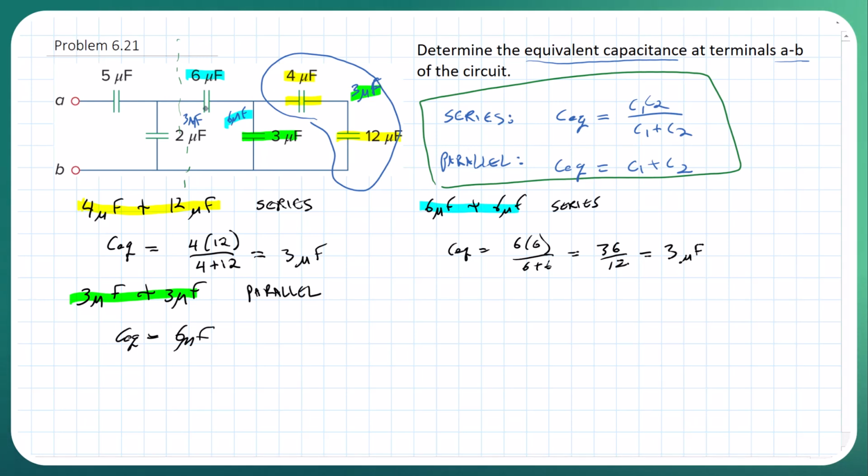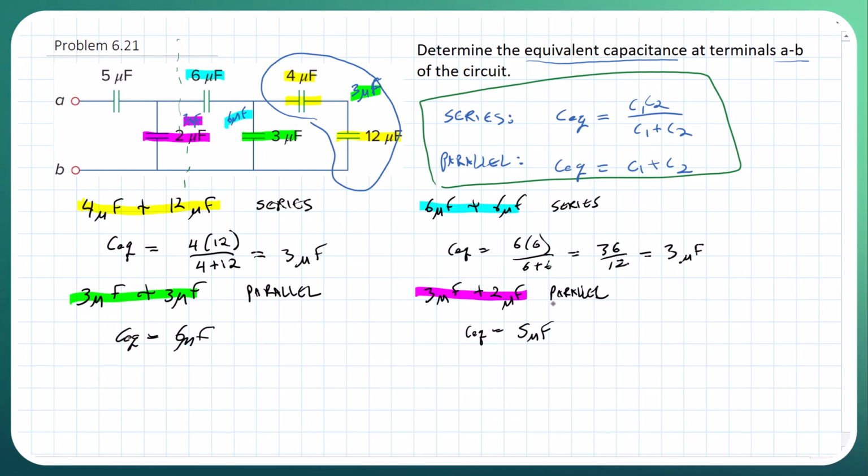Alright, so that 3 microfarad right there is now going to be in parallel with the 2 microfarad. So I'm going to write that down. So we got 3 microfarads and 2 microfarads in parallel. And just highlight that here. So all we have to do is add them up. So our C equivalent in this case is going to be 5 microfarad.